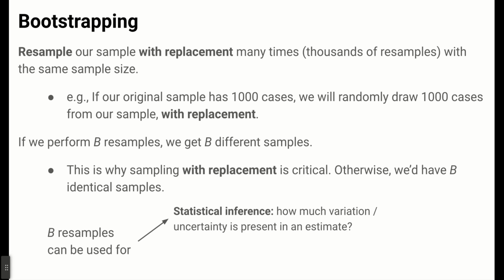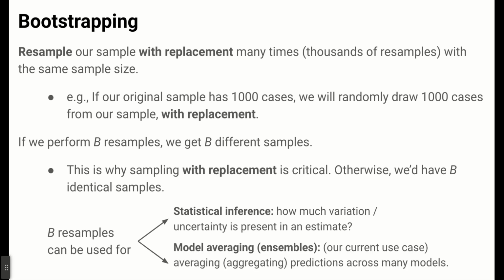So, bootstrapping is a general technique that is useful in a variety of situations. One main use for the B resamples is for statistical inference, understanding and quantifying the amount of variation or uncertainty present in an estimate. Another use of the B resamples in our particular use case with trees is an idea called model averaging or ensembling. This is the idea that predictions from many models can be aggregated, often via averaging, to create an overall better prediction.